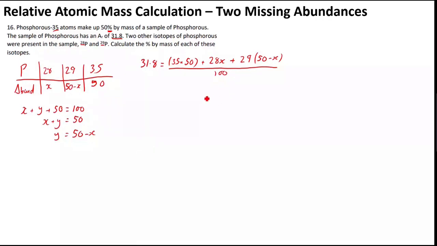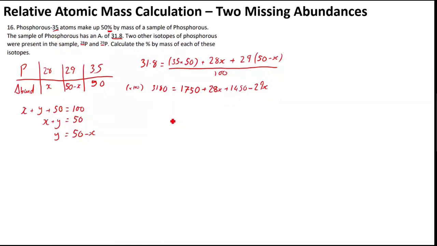So we've got to that stage. Now we need to do the rearranging. So times both sides by 100 and undo everything in the brackets. So 31.8 times 100 is going to be 3,180. Then we just need to undo what's in the brackets. 35 times 50. 28x we can't do anything with, so we'll just leave that at that. We've got 29 times 50, which is 1450, and then 29 times minus x becomes minus 29x. So we've times by 100 and times out of the brackets.